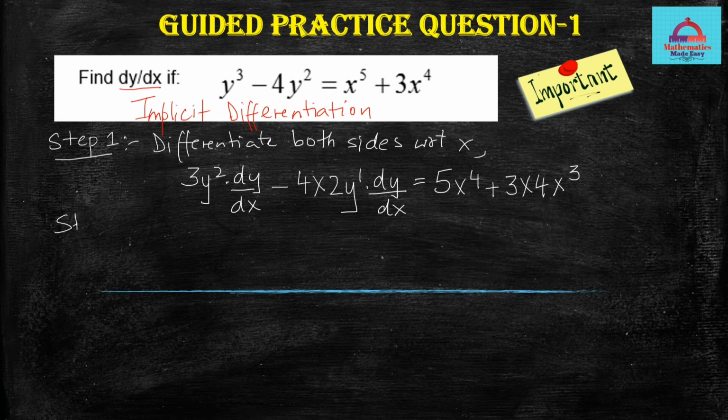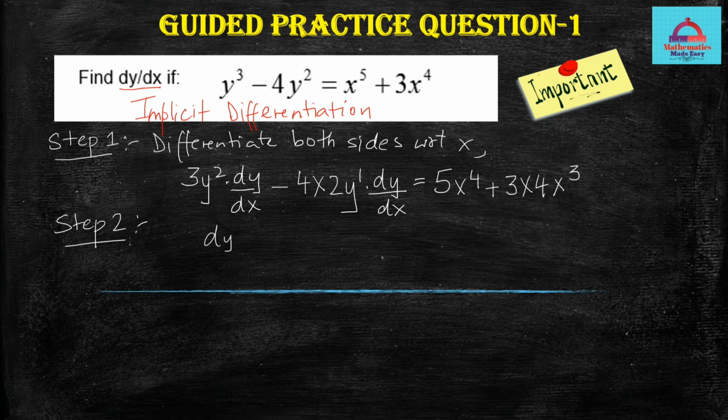Now comes step 2. And I'm sure you will be able to do this with me. If you want to check your progress, you can pause the video. Now we are going to collect the terms that have dy by dx. They're already on the left hand side. Everything else is on the right hand side.